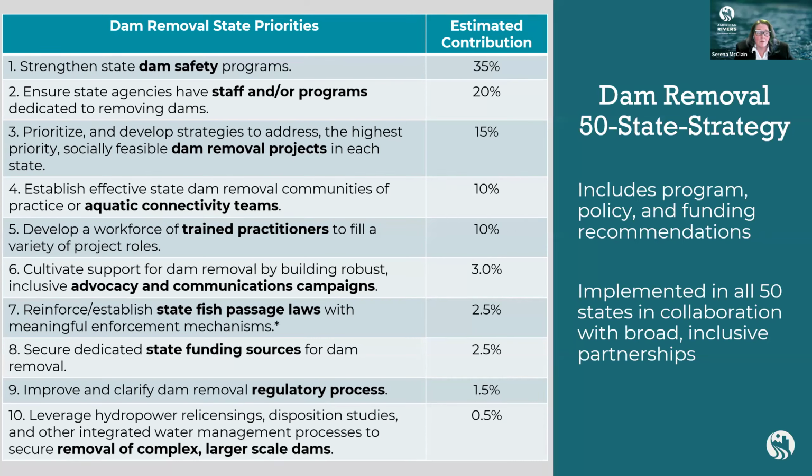Finally, before we move on, I want to talk about number 10, which is leveraging hydropower relicensing, disposition studies, and other integrated water management processes to secure the removal of large, complex, larger scale dams. I want to talk about this specifically because I don't want its place on this list, and this list is certainly subject to change, to confuse you into thinking it's not important. This is an incredibly important, powerful tool for us focusing on dam removal.